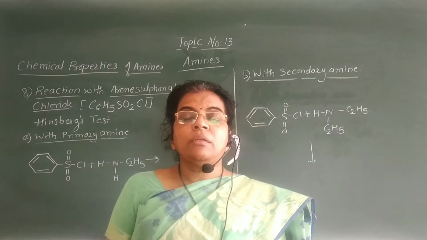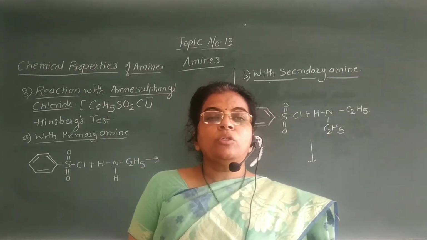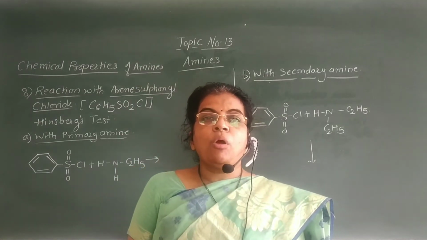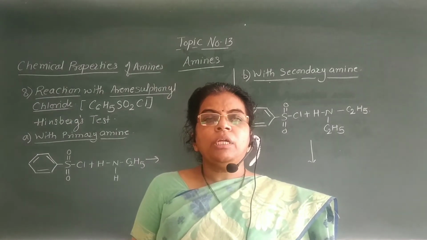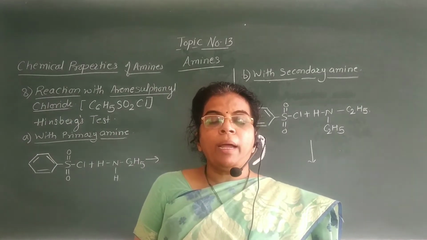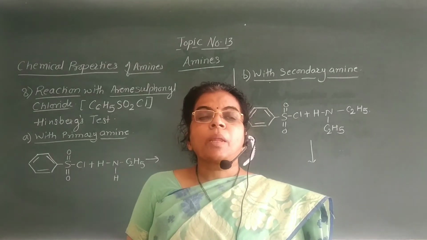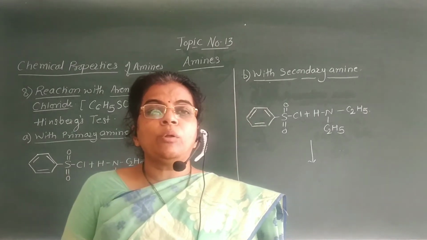By using aryl diazonium salt, we can prepare haloarenes or phenols or nitrobenzene, etc. Then we saw the coupling reaction of this aryl diazonium salt with aniline and phenol, in which formation of colored dyes takes place. Now we are going to see the next chemical property of amines, which is the reaction of amines with benzene sulfonyl chloride.